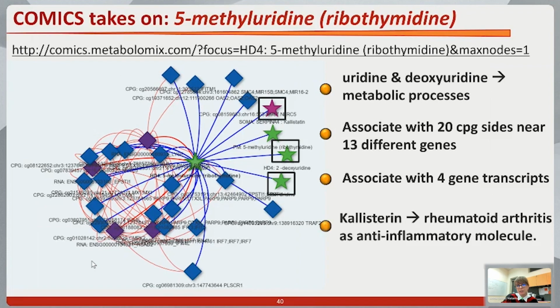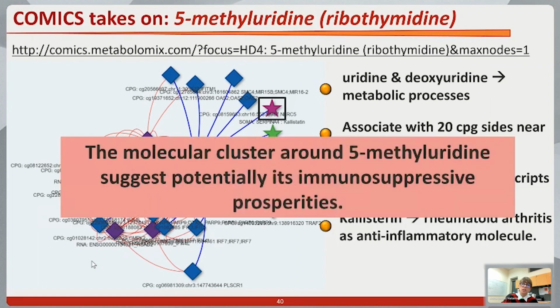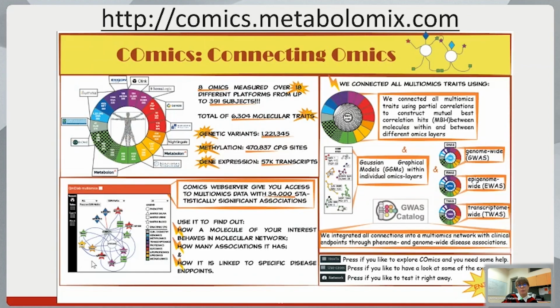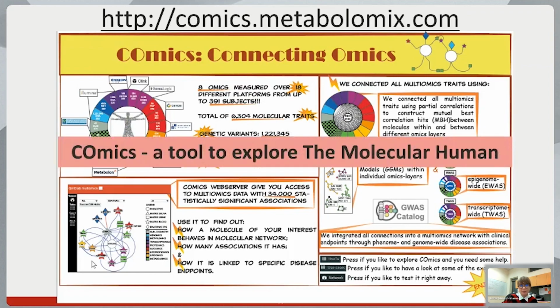Further, we identified cholesterol, which is a signature of rheumatoid arthritis and known to be an anti-inflammatory molecule. So all of those together could suggest that 5-methyluridine is potentially having immunosuppressive properties, which of course need to be further evaluated. So again, here is a brief overview of our comics. And again, I'm encouraging you to visit the website. We see comics as a tool to explore the molecular human further.